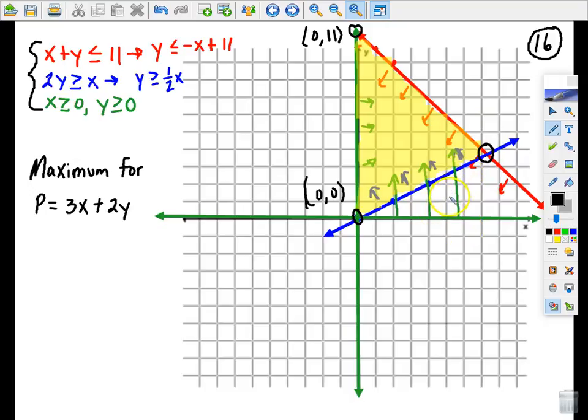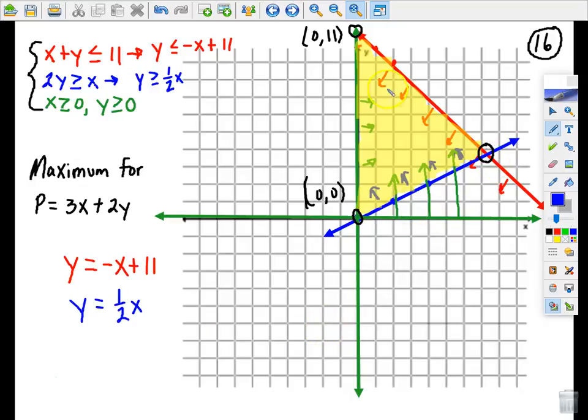Well, at this point, I'm not worried about inequalities because that just tells me where to shade. What I'm interested in is the equation for the red line and the equation for the blue line. All right, so the equation for the red line, if you just replace that inequality with an equal sign, is y equals negative x plus 11. And the equation for the blue line is here as y equals 1/2 x.